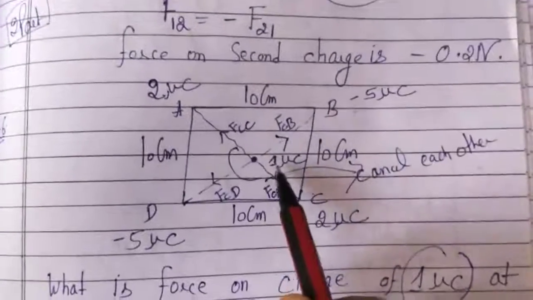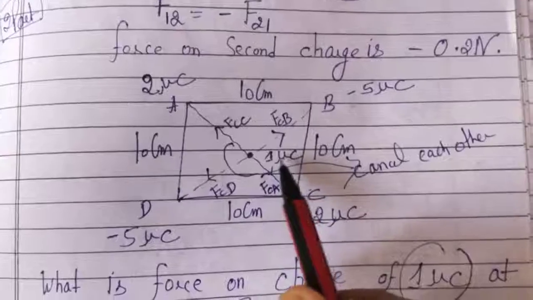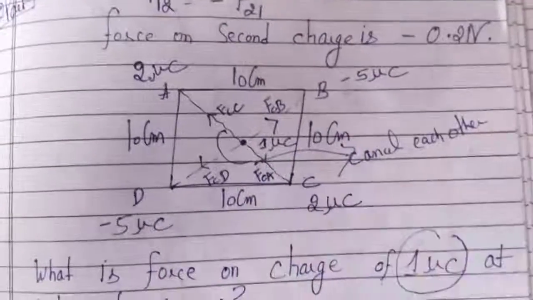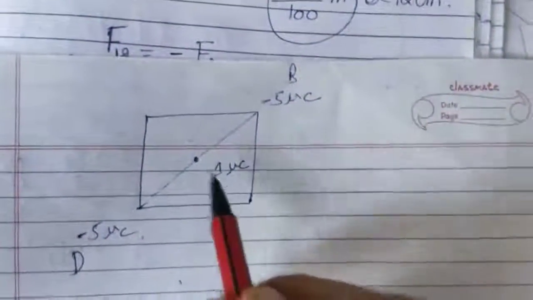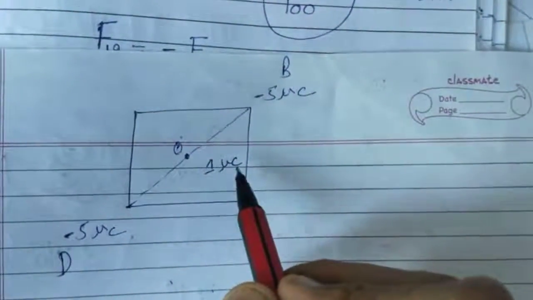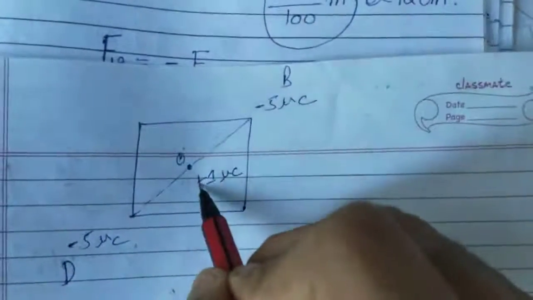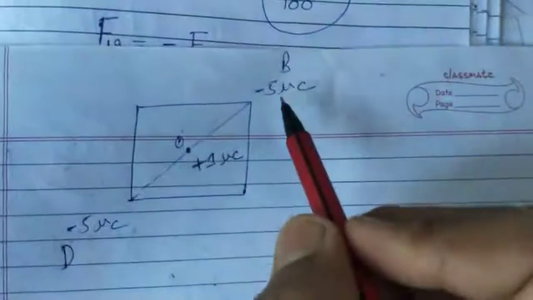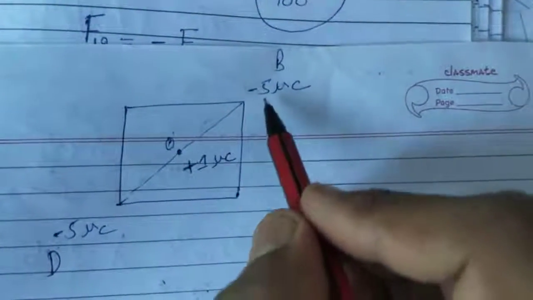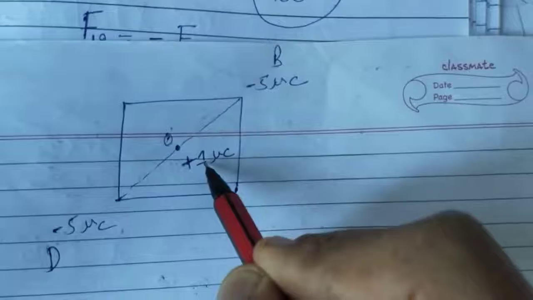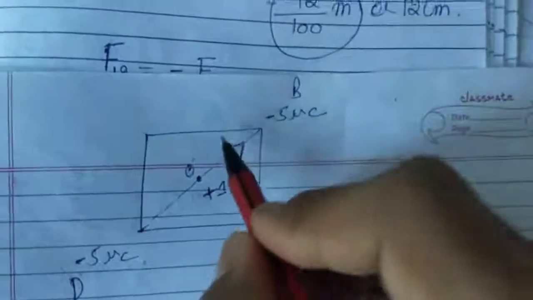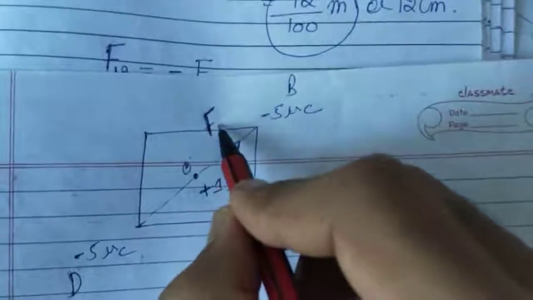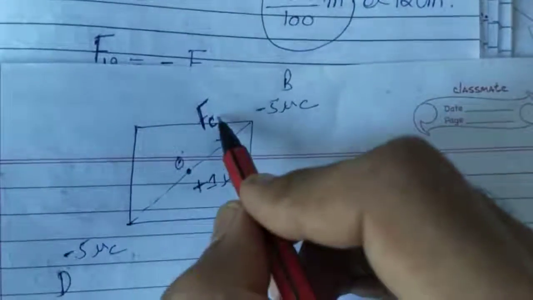The 1 microcoulomb charge we have placed is positive in nature. Negative, negative. This is vertex B and this is vertex D, and at the center this charge is placed. So it has a positive nature and these have a negative nature. This negative charge will pull the positive charge towards itself like this. So what is this force? This is the force acting on the center charge by B.